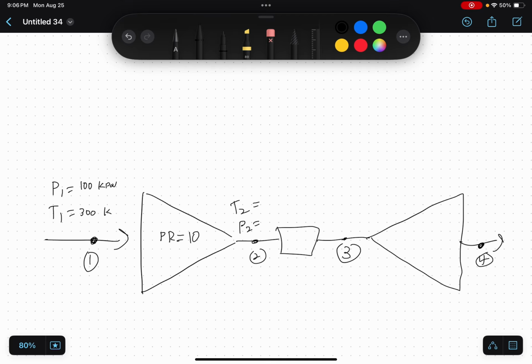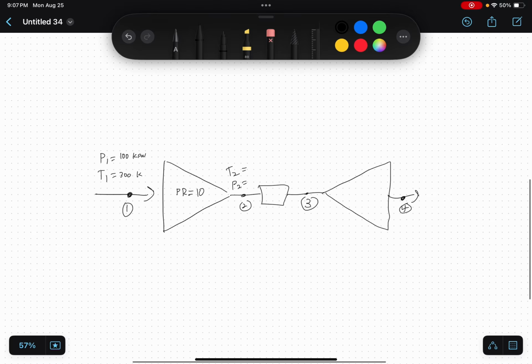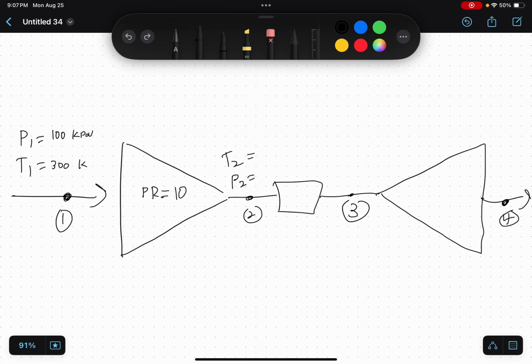So let's do this with some numbers. By the way, this is the symbol of a compressor. This is a symbol of a turbine. This is the combustor part, but we're not going to worry about that in this video. I already made a combustion video.